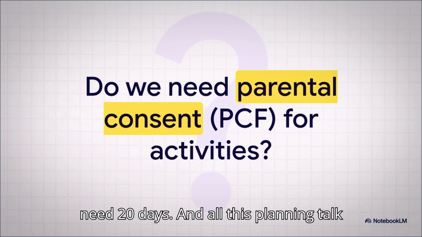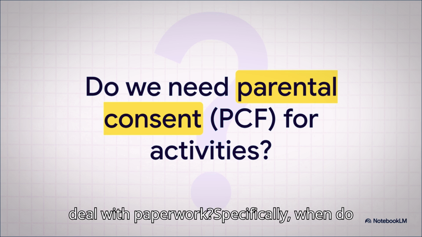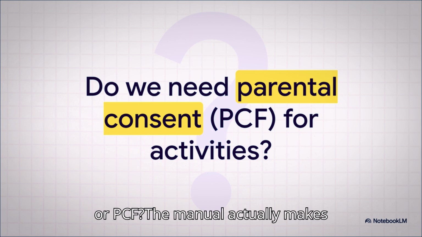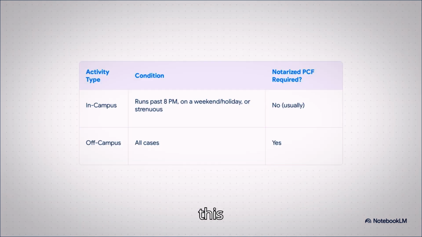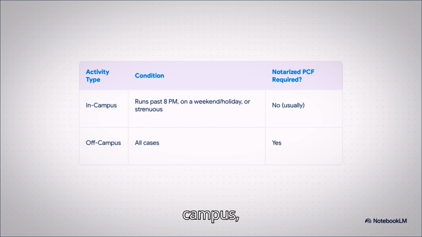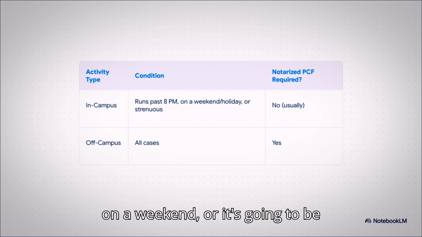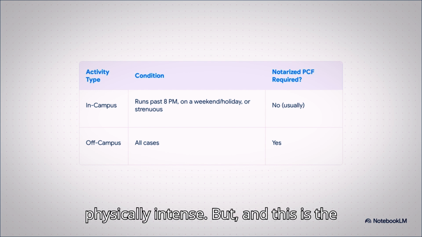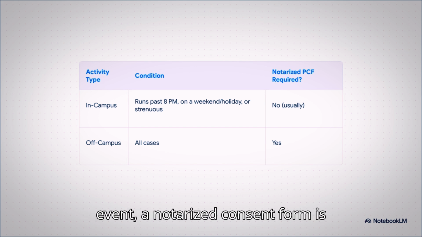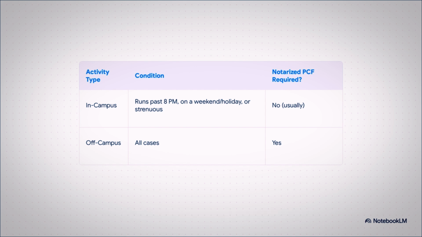And all this planning talk naturally leads to a question that comes up all the time for student leaders. What's the deal with paperwork? Specifically, when we need to get a parental consent form, or PCF. The manual actually makes this super easy with this little cheat sheet here. For most things happening on campus, you're good, no form needed. The exceptions are if it runs past 8 p.m., it's on a weekend, or it's going to be physically intense. But, and this is the important part, the second you step off campus for an event, a notarized consent form is an absolute must, every single time, no exceptions.